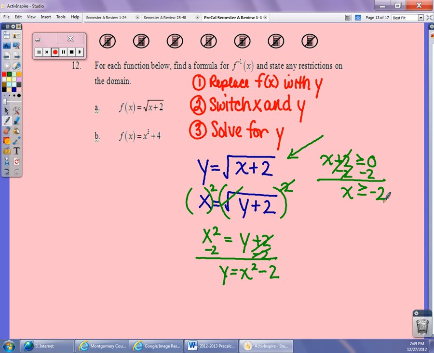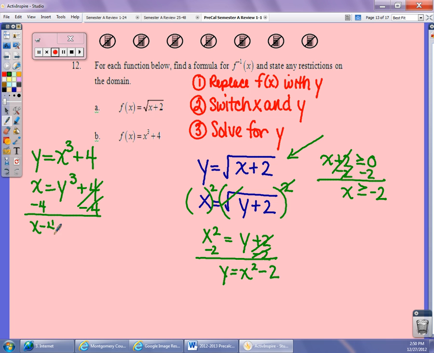On part B, we have f of x equals x to the third plus 4. Now again, we're going to replace f of x with y, so you get y equals x to the third plus 4. We're going to switch x and y, so you get x equals y to the third plus 4. And then we're going to undo and solve for y, so getting y by itself. We're going to subtract 4 from both sides.